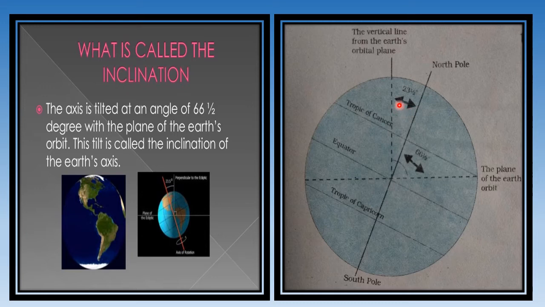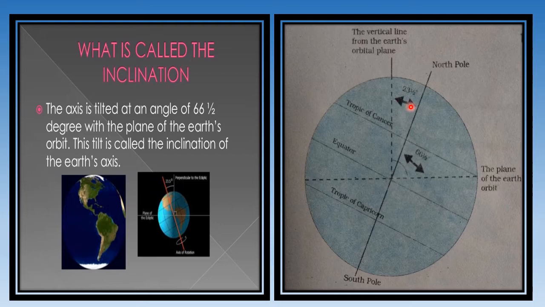Why is it so? If I use your mathematical skills, this is your 90-degree angle. This is the vertical line I will draw from the orbital plane, but this is the actual axis of the earth. So this is the tilt of the earth, and this angle with the orbital plane is 66.5 degrees. This is our angle of inclination, and this is our tilt of the earth.